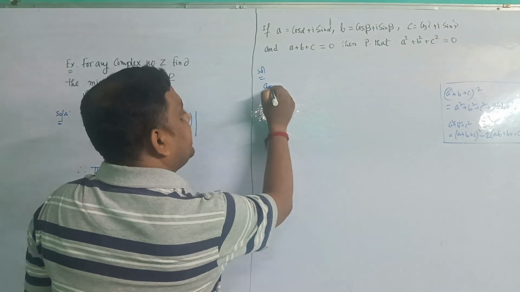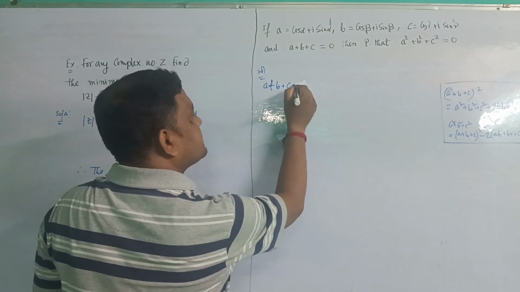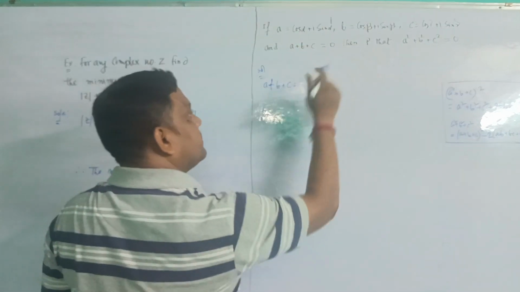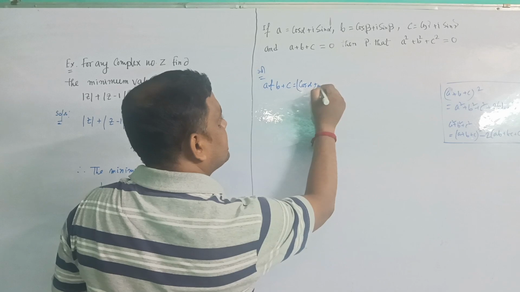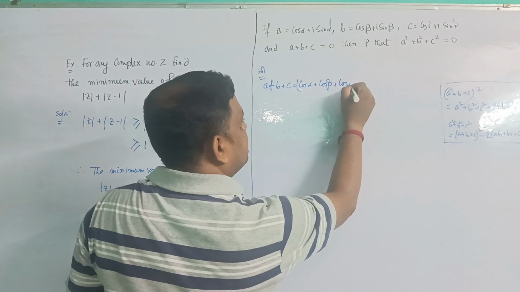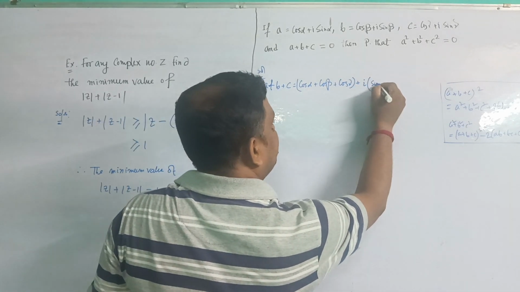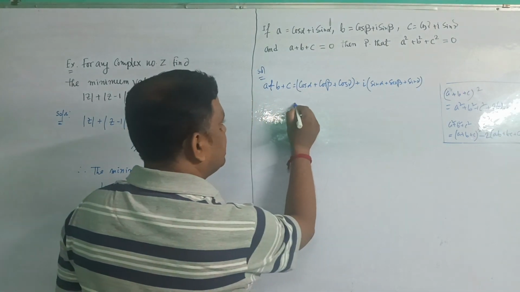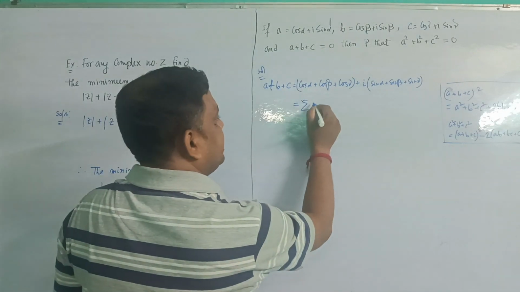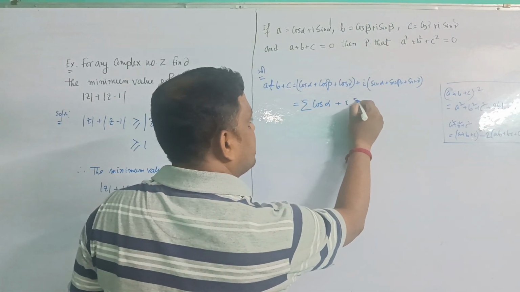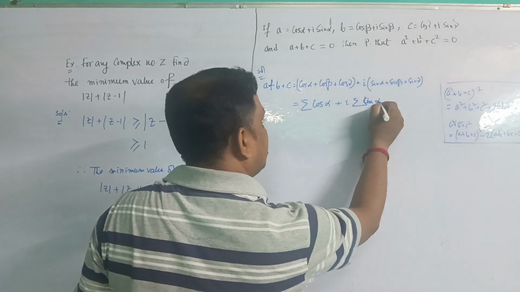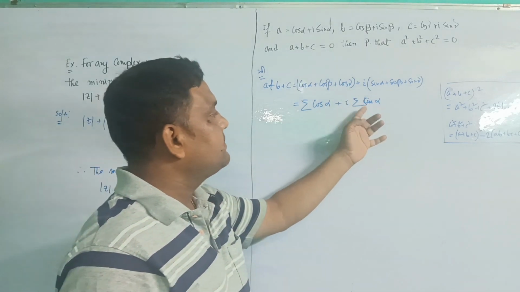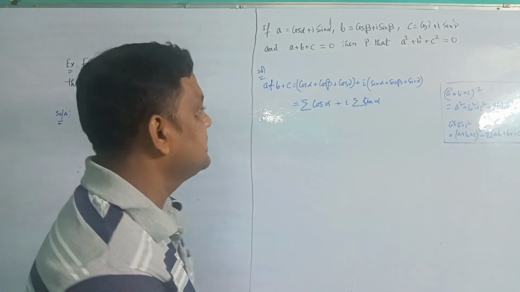So first a plus b plus c: I just substitute a equal to this, b equal to this and c equal to this. Substitute here, you will get cos alpha plus cos beta plus cos gamma plus i into sin alpha plus sin beta plus sin gamma. So this is equal to, in single notation, summation of cos alpha and summation of sin alpha. Summation of cos alpha means cos alpha plus cos beta plus cos gamma, and summation of sin alpha means sin alpha plus sin beta plus sin gamma.